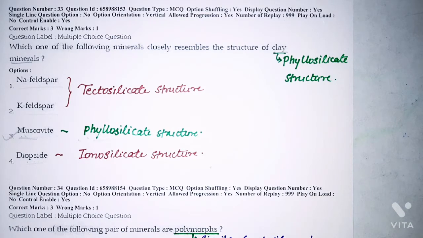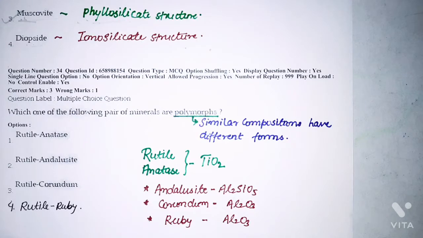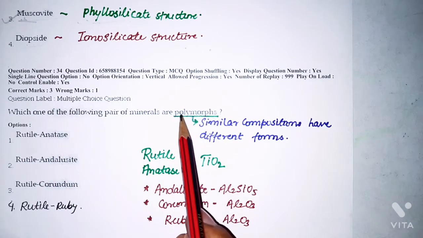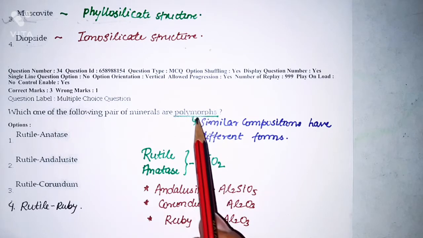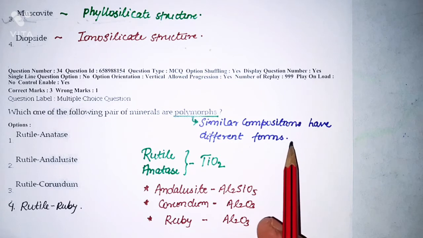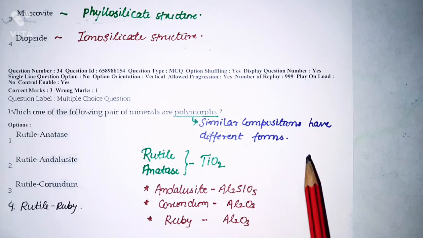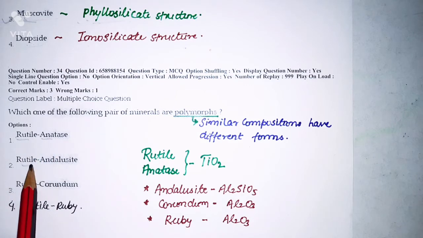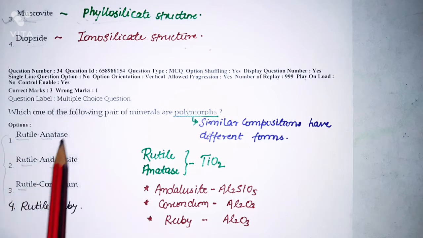Okay, now the next question says, which one of the following pairs of minerals are polymorphs? So first of all, what are polymorphs? Polymorphs are those which have similar compositions but different forms, or you can say different crystal structure or crystal system. Okay, so the first pair is rutile and anatase, second is rutile and andalusite, third is rutile and corundum, and fourth is rutile and ruby. So first of all, you should know the chemical composition of all these four minerals to check which of the following pairs of minerals are polymorphs.